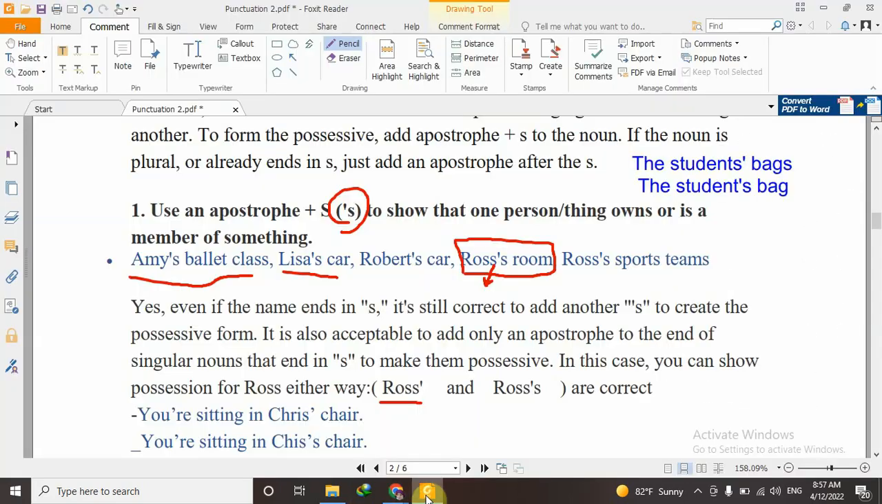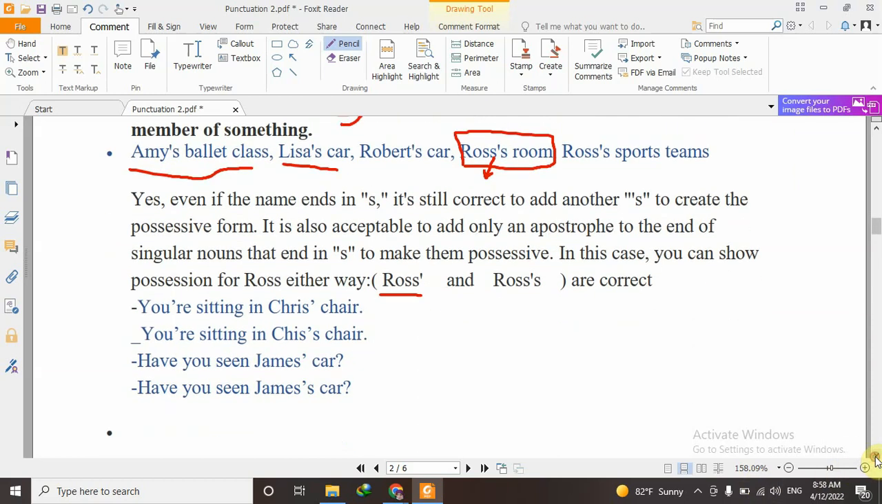It is written there that, yes, even if the name ends in s, it is still correct to add another s, and both of these are correct, to create the possessive form. It is also acceptable to add only an apostrophe to the end of singular nouns that end in s to make them possessive, just like these two examples. So the two ways of writing are correct, like this or like that.